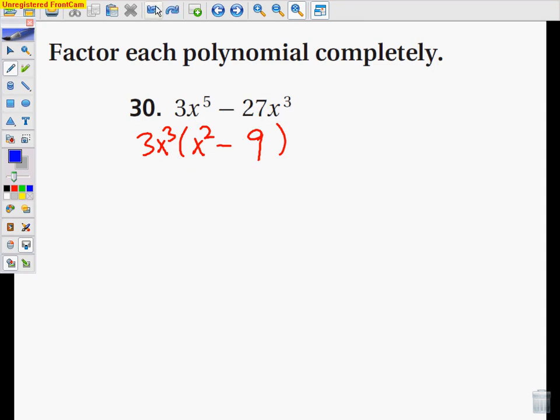So in the difference of two squares, you put your two parentheses there. The square root of the first one goes in first position. The square root of the last one goes in the last position. One becomes a plus, one becomes a minus, and then you drop down your GCF.